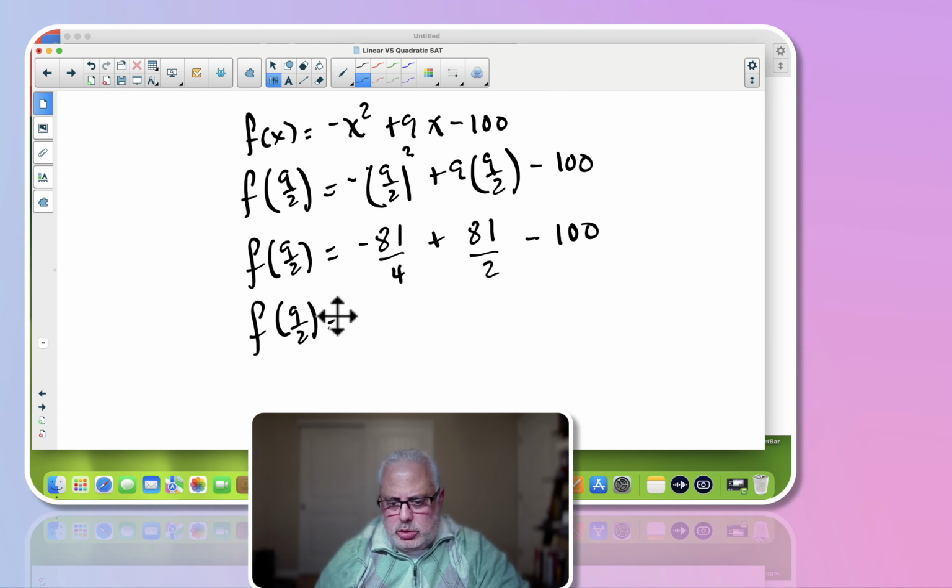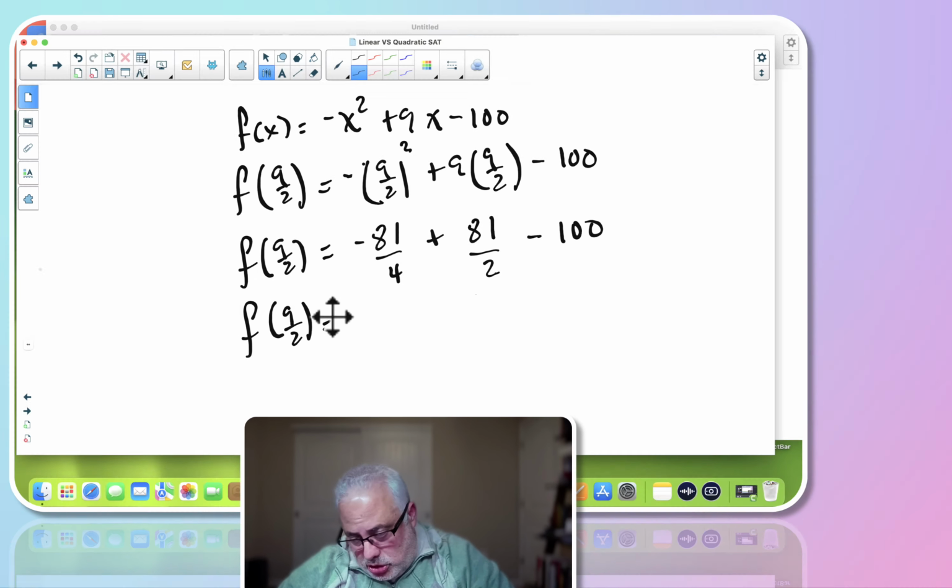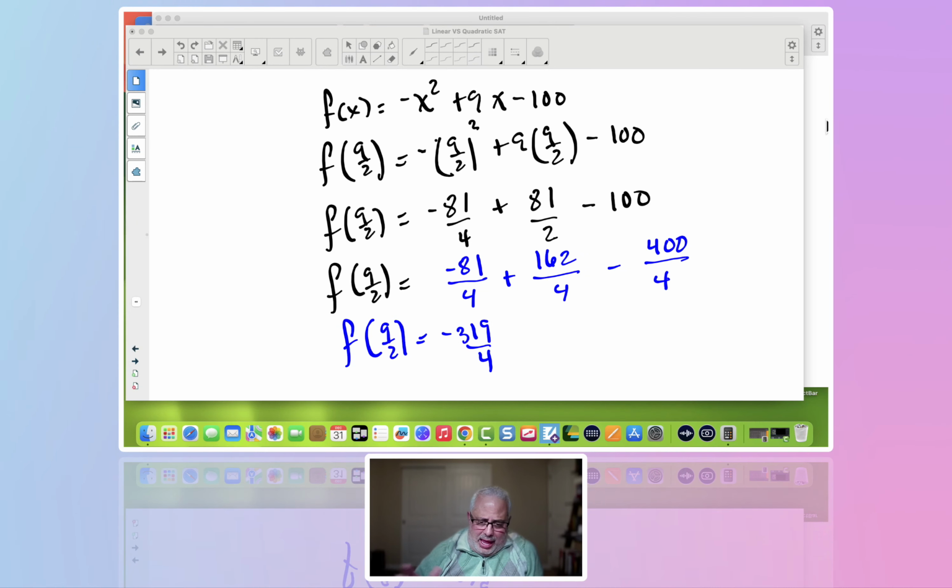And now we are going to compute all of this. The negative 81 over 4 plus 81 over 2 minus 100, with common denominator 4. I did all the math. The answer was negative 319 over 4. This is the y of the vertex.